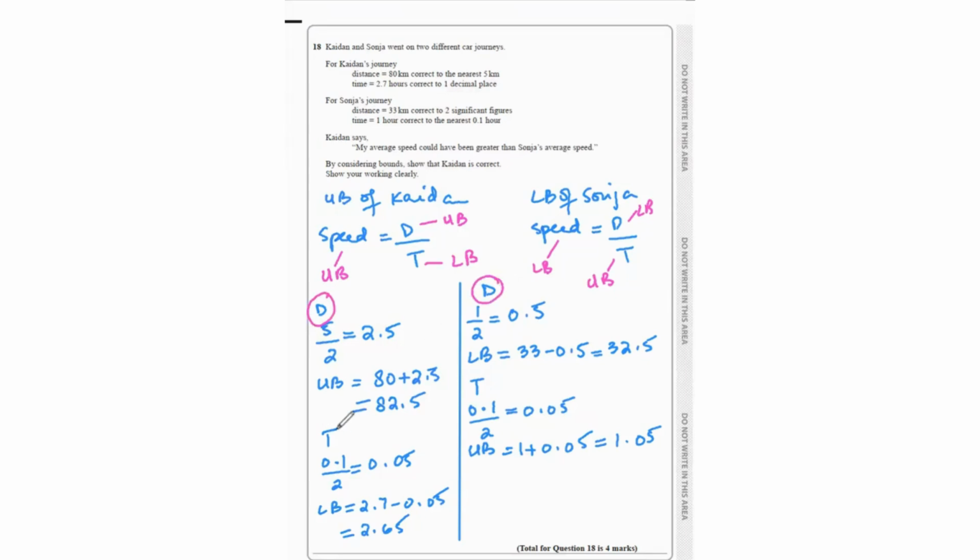This is distance, time. So now we can find the average speed and then we can compare whether Kaidan is correct or not. For Kaidan, it's going to be 82.5 divided by 2.65, which gives us 31.13. And for Sonja, that's going to be 32.5 divided by 1.05, which is going to give us 30.95. So it's clear that Kaidan was correct because Kaidan's speed is greater than Sonja's speed.